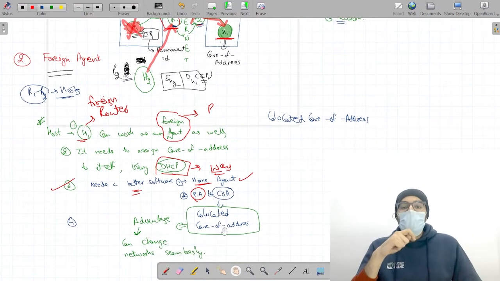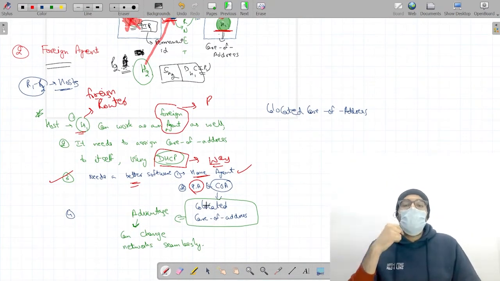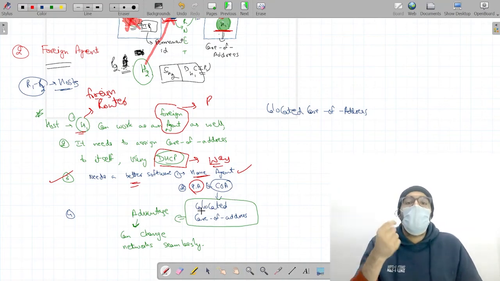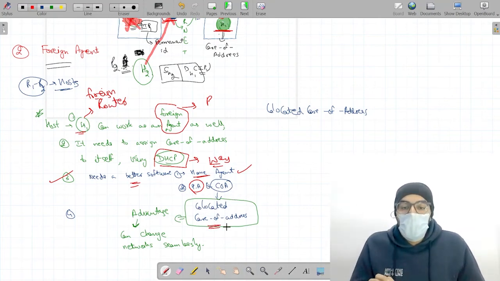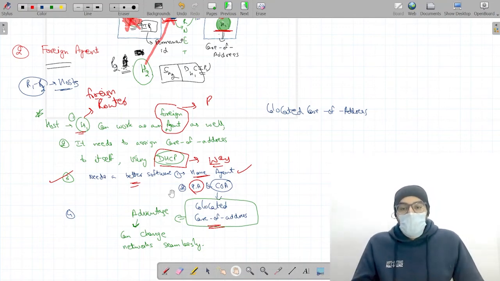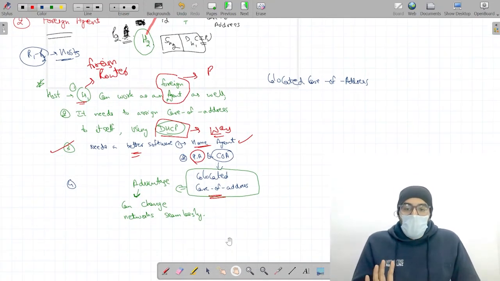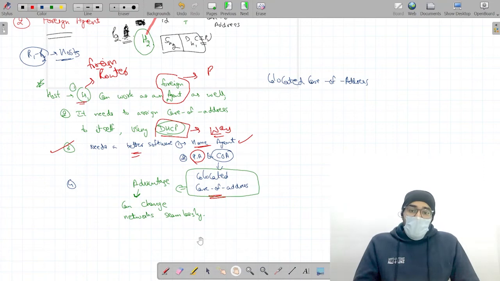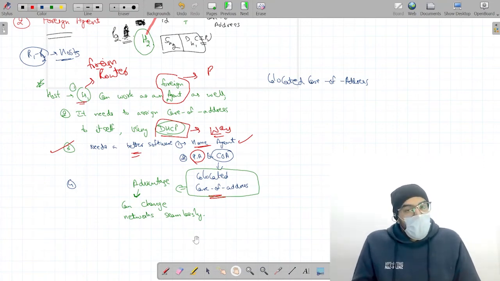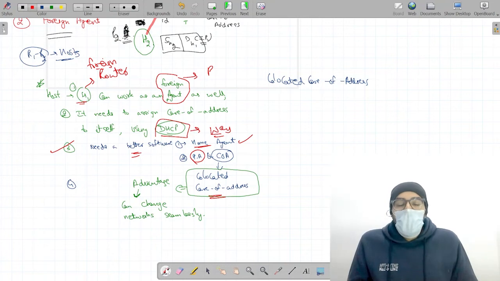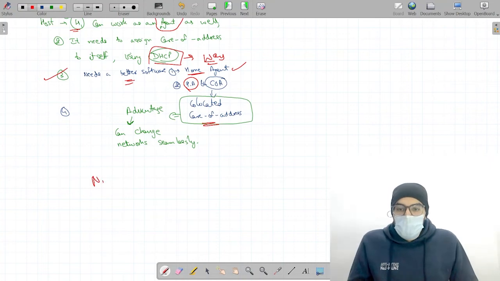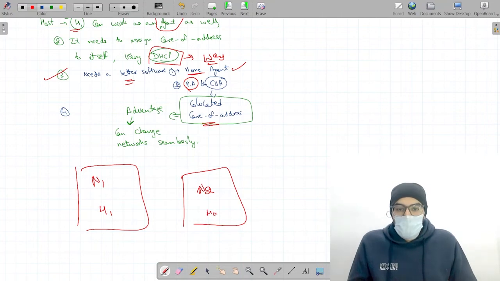Now when it assigns itself the care of address, that care of address is called a co-located care of address. There are certain advantages to having a co-located care of address. The advantage is that it does not need to worry to which network it is going. Let's say this is network N1 and this is host H1, this is network N2 and this is host H2, this is network N3 and this is host H.